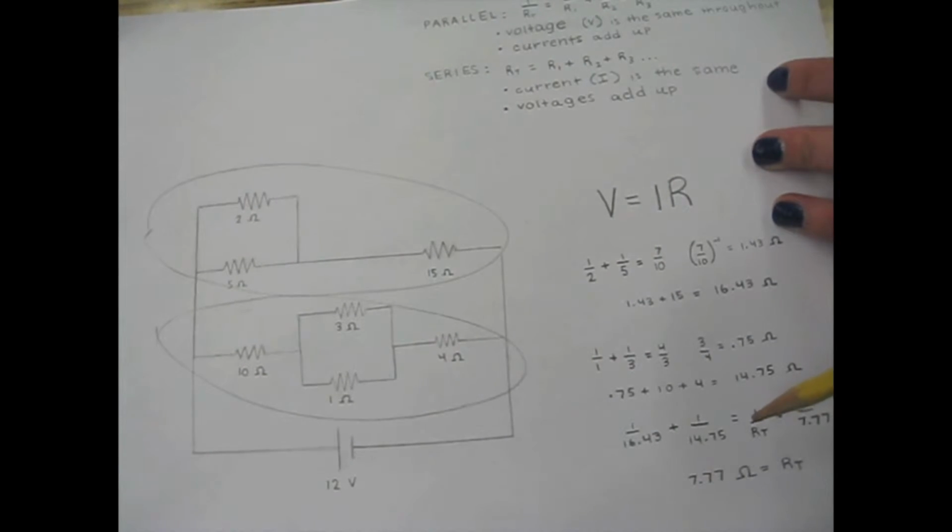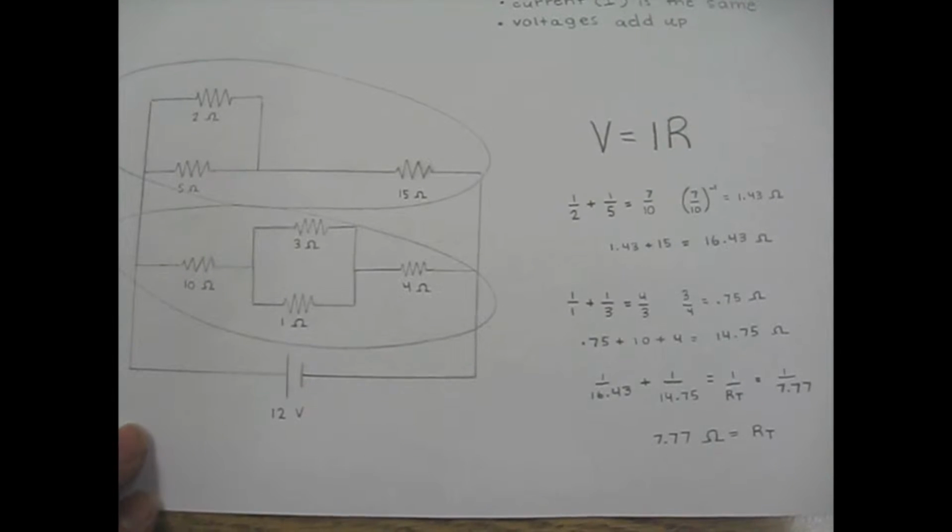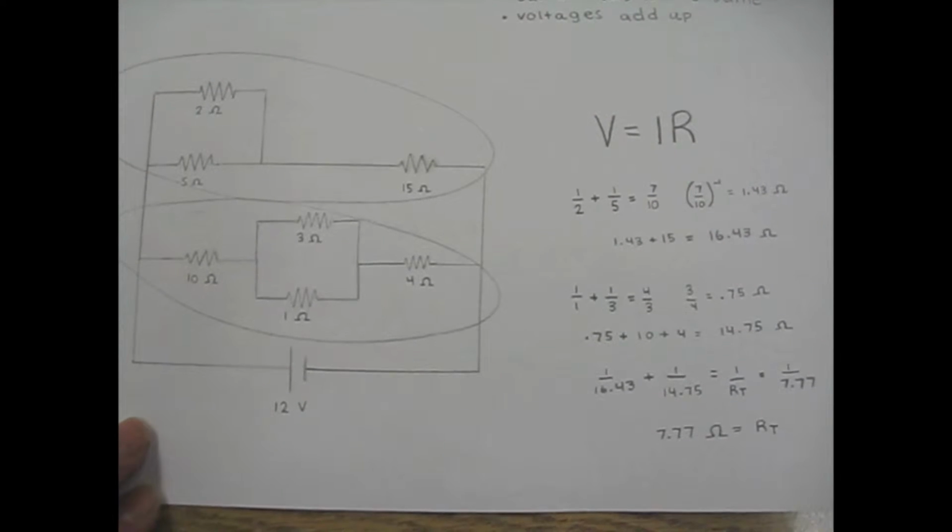The total resistances that we calculated for this area and this area are in parallel. So we then do 1 over 16.43 plus 1 over 14.75 to get the total resistance, which is 1 over 7.77. So the total resistance is 7.77 ohms. Now that we found the total resistance, total current can be found using the equation V equals IR.